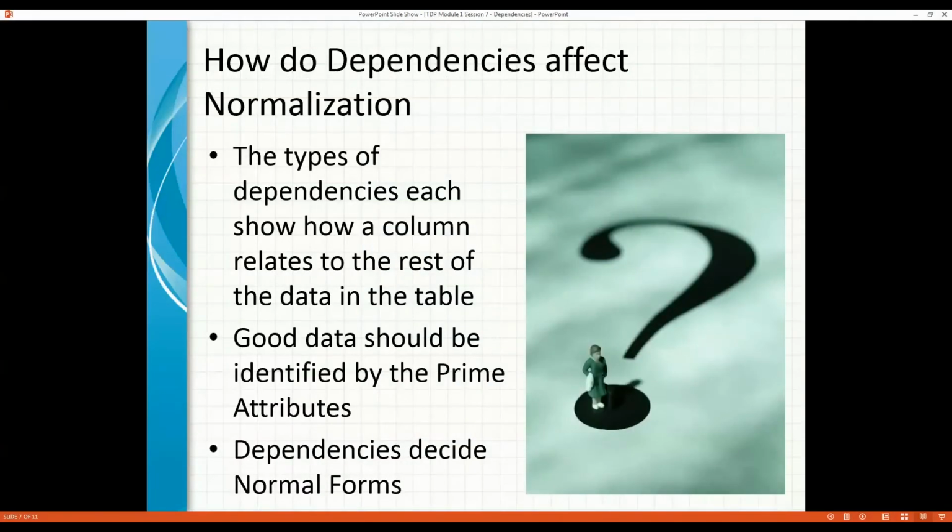Now, how do dependencies affect normalization? How do they dictate what we do and don't do? The types of dependencies each show how a column relates to the rest of the data within their own table. If we have good data and a good table design, all of the data should be identified with the prime attribute. So dependencies, in a way, can help you decide what normal forms to use. If you see in your table that you have transitive dependencies, that might be an indication that you have not reached the proper normalization level.